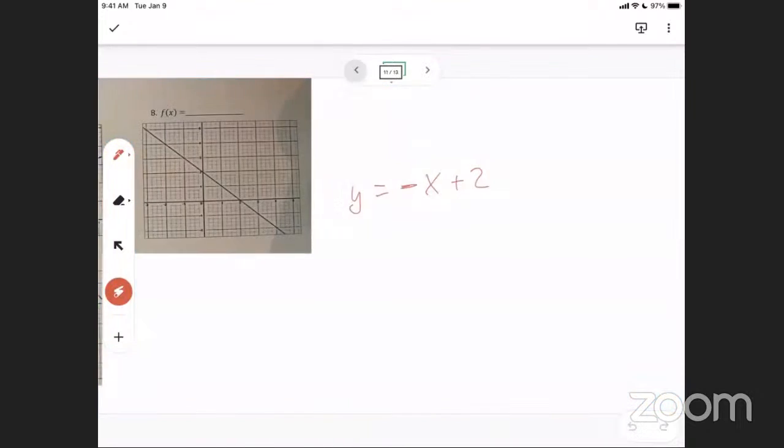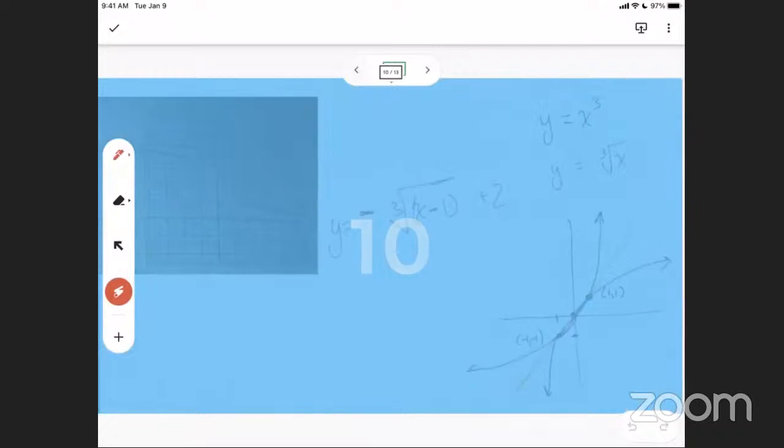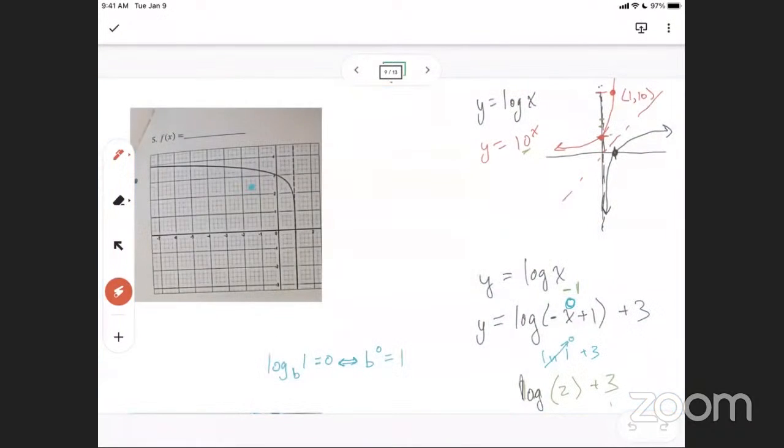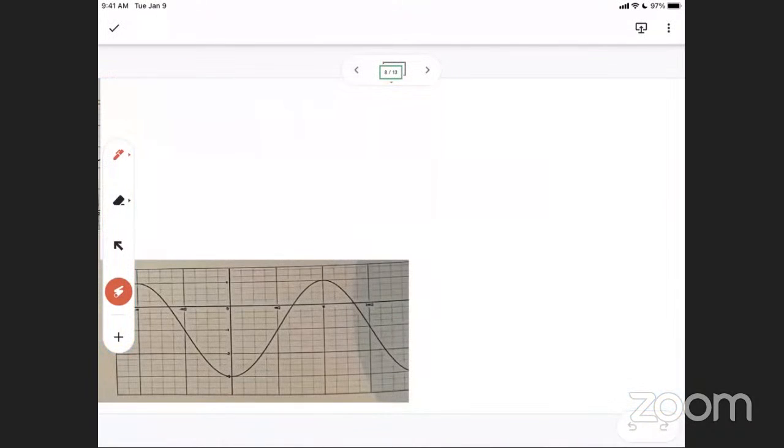Let's go back to, did I skip a problem or no? I don't think so. No? Oh, that was all of them? Oh, yeah, I did. I skipped the sine function. So this is a sine or a cosine function. It can actually be either one. You could call it a sine function.